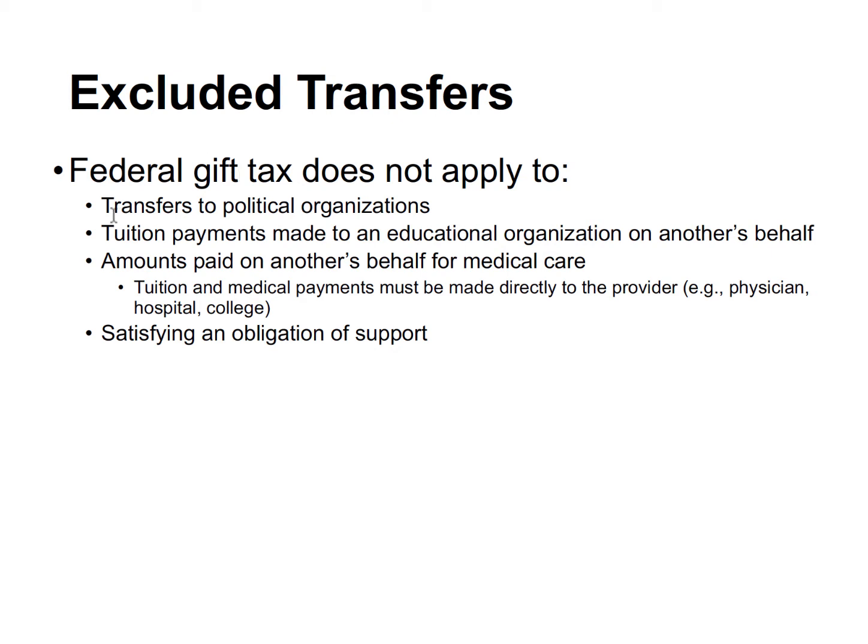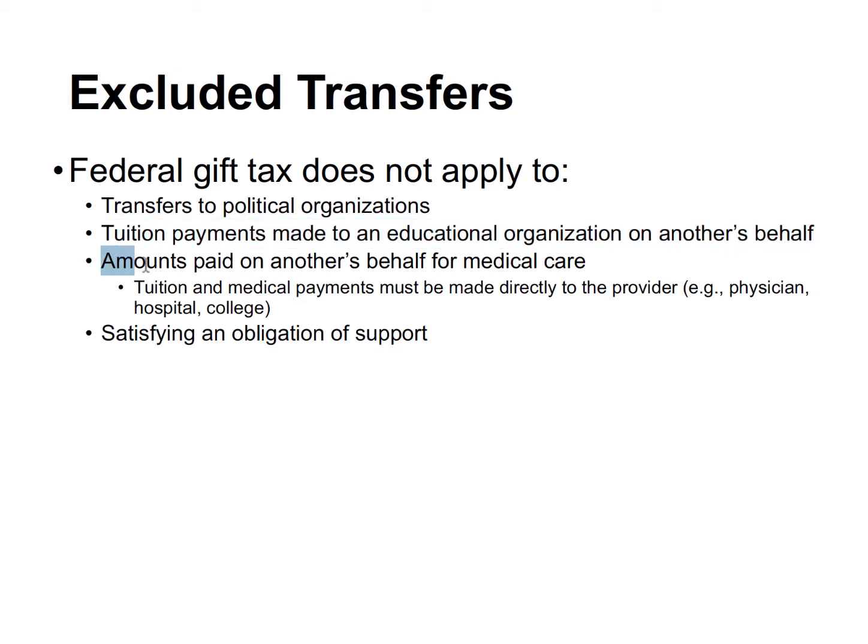These include transfers to political organizations, and tuition payments made to an educational organization on another's behalf. That's an interesting one, and this doesn't just include colleges and universities. This also includes elementary, middle, and high school as well. So if somebody pays for their child's or grandchild's education, elementary, middle, high school, college, it's going to be viewed as not considered a gift with respect to the gift tax. You don't have to worry about the annual exclusion amount. It doesn't come out of the lifetime amount. You don't have to worry about any of that stuff.